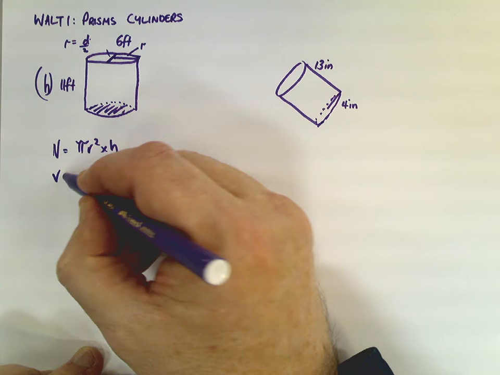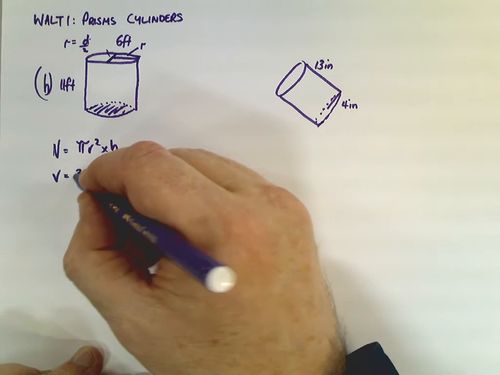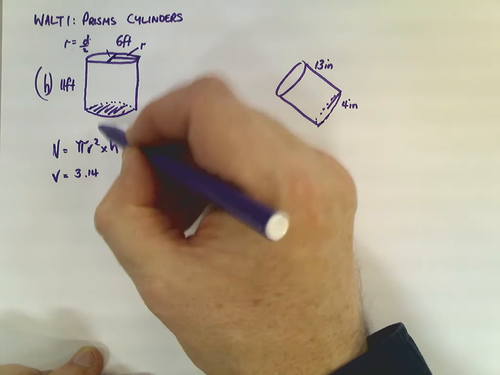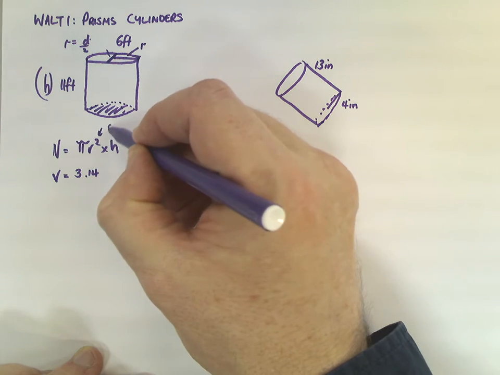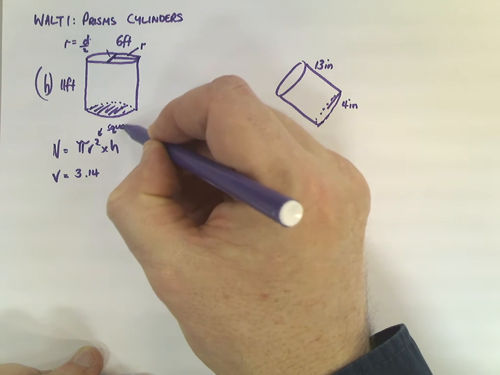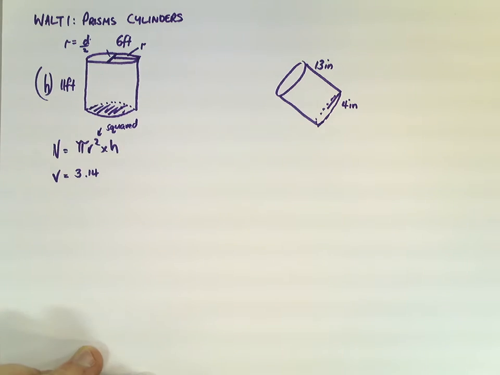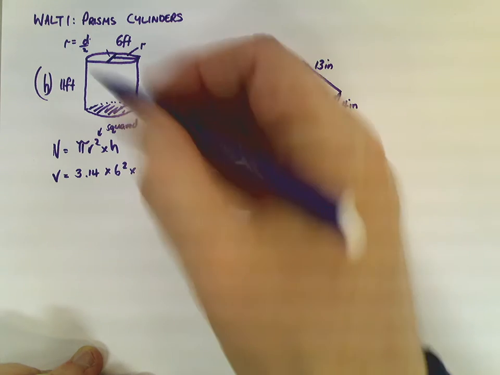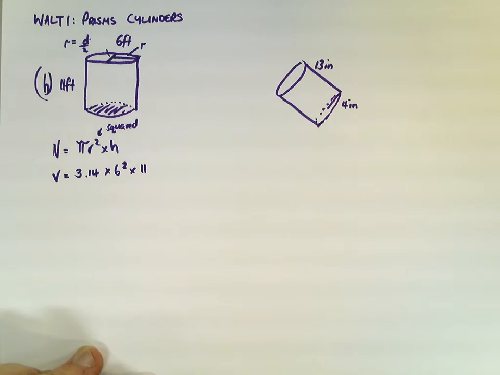So volume is equal to pi. Now I use 3.14. You're welcome to use the calculator. But I use 3.14 for pi and my radius, and then this little 2 here, remember this means squared, not times by 2, but times by itself. So times by 6 squared, and then times by my height here, which is 11.